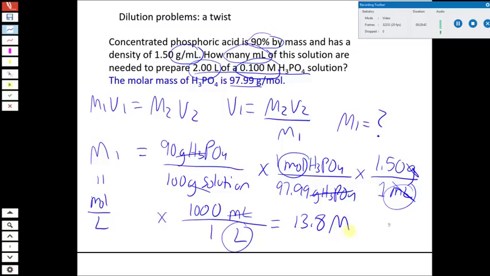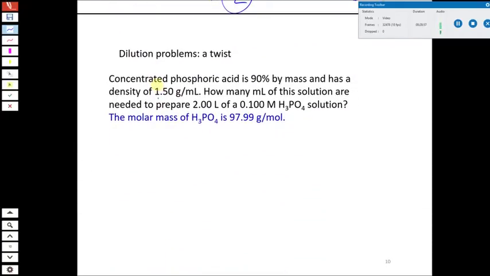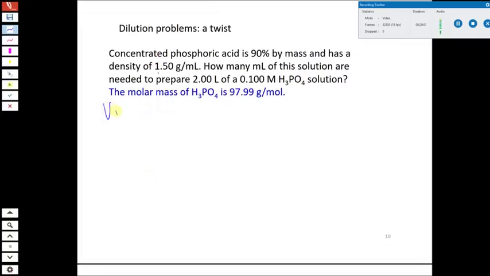All right, so it took a bit of doing, but this is the molarity of concentrated sulfuric acid, which in this problem is our initial molarity, M1. Questions on those steps? So then once we have that, we just use the dilution equation to solve for the volume that we need. So we're looking for the volume of that initial solution that we need to prepare 2 liters of 0.1 molar. So we're again solving for V1.